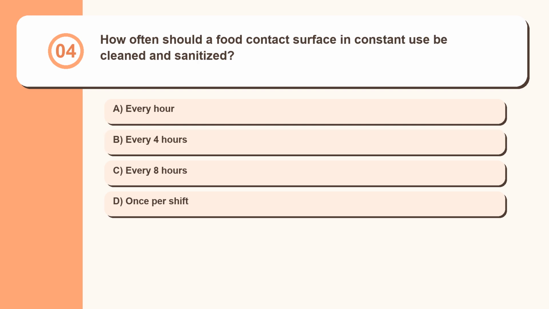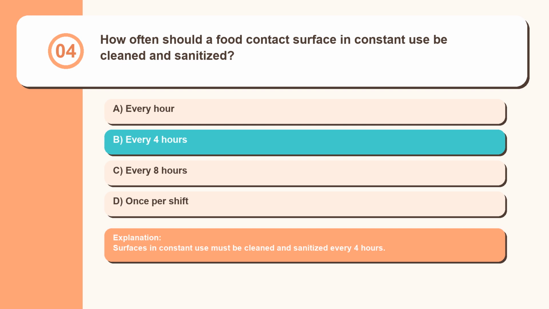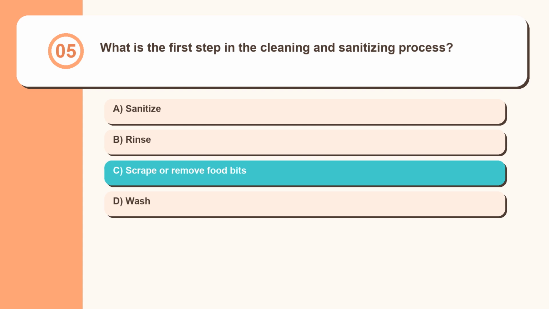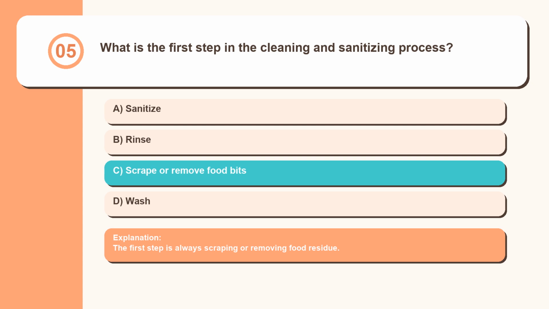Question 4. How often should a food contact surface in constant use be cleaned and sanitized? Every hour, every 4 hours, every 8 hours, once per shift. Surfaces in constant use must be cleaned and sanitized every 4 hours. Question 5. What is the first step in the cleaning and sanitizing process? Sanitize, rinse, scrape or remove food bits, wash. The first step is always scraping or removing food residue.